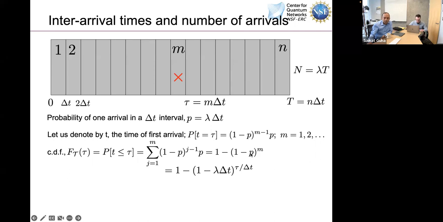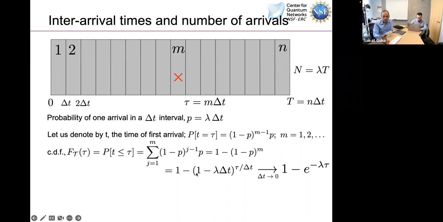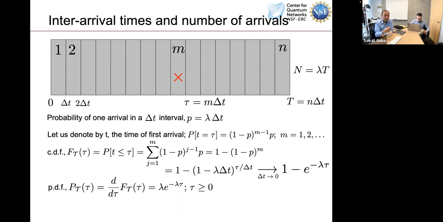And then I can go ahead and substitute p equals lambda delta t, and m is tau over delta t. If you look at this expression, you can apply L'Hopital's rule from calculus and take the delta t limit going to 0, and it's pretty easy to work out that you will get 1 minus e to the minus lambda tau. Now, we all know that a cumulative distribution function can be differentiated with respect to the variable to give us the probability distribution function. If you differentiate this with respect to tau, you get lambda e to the minus lambda tau, which is the exponential distribution.